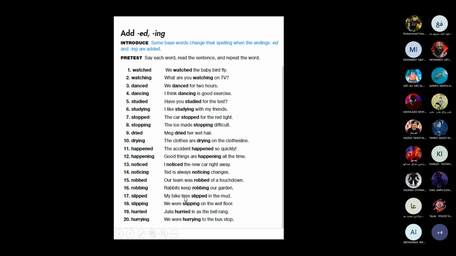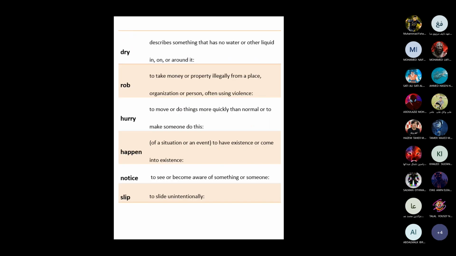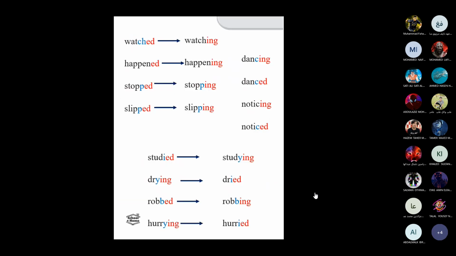Slipped: my bike tires slipped in the mud. Slipping: we were slipping on the wet floor. Hurried: Julia hurried as the bell rang. Hurrying: we were hurrying to the bus stop. So these are the sentences for the words. So right now, let's practice pronunciation. We have only one session today, guys, so some of you will pronounce.